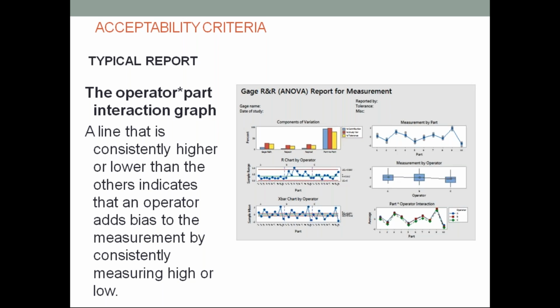A line that is consistently higher or lower than others indicates an operator has bias in the measurement by consistently measuring high or low. So that's another very good chart to take a look at if you failed your Gage R&R. Again, if you pass, none of this stuff is really important because it should all be fine. This is what you do when you're analyzing a failed Gage R&R.